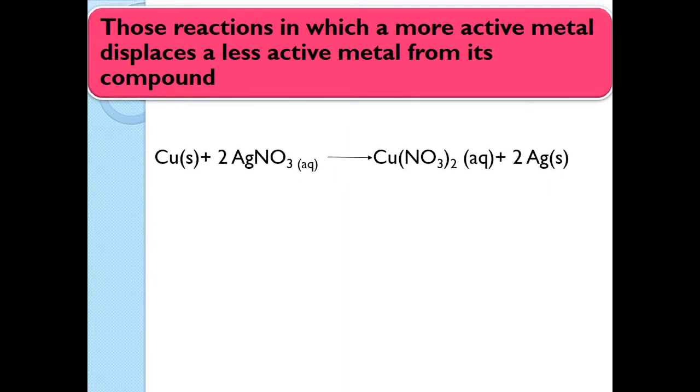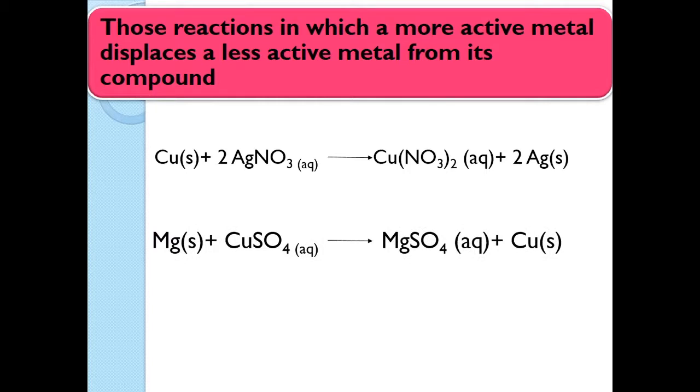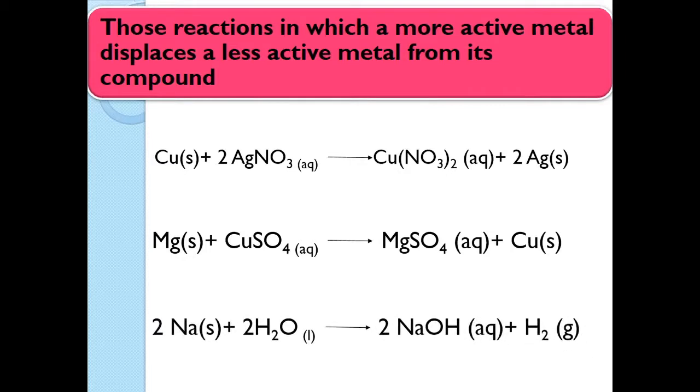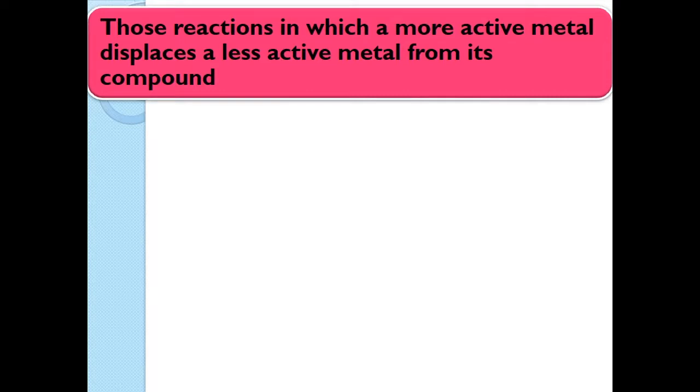Reaction of copper with silver nitrate solution to form copper nitrate and silver. Reaction of magnesium with copper sulfate to form magnesium sulfate and copper. Reaction of sodium with water to form sodium hydroxide and hydrogen gas. From these reactions, it is clear that copper is more reactive than silver, magnesium is more reactive than copper, and sodium is more reactive than hydrogen. It is as per the activity series.